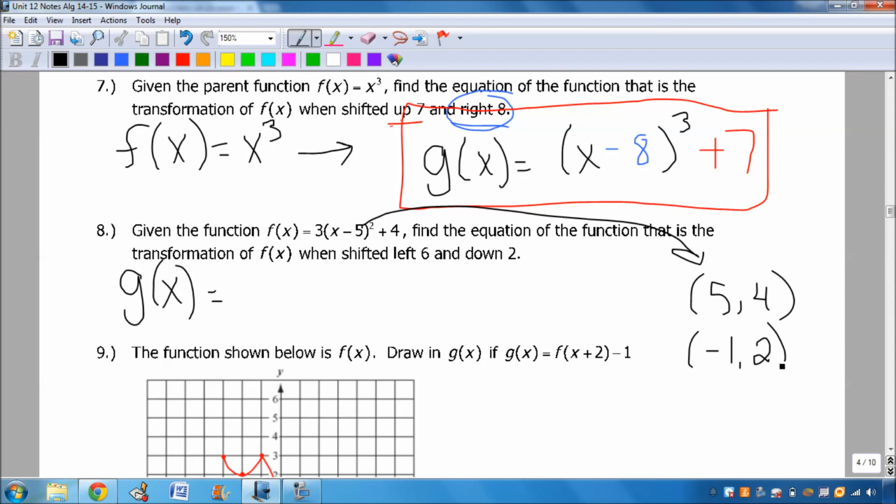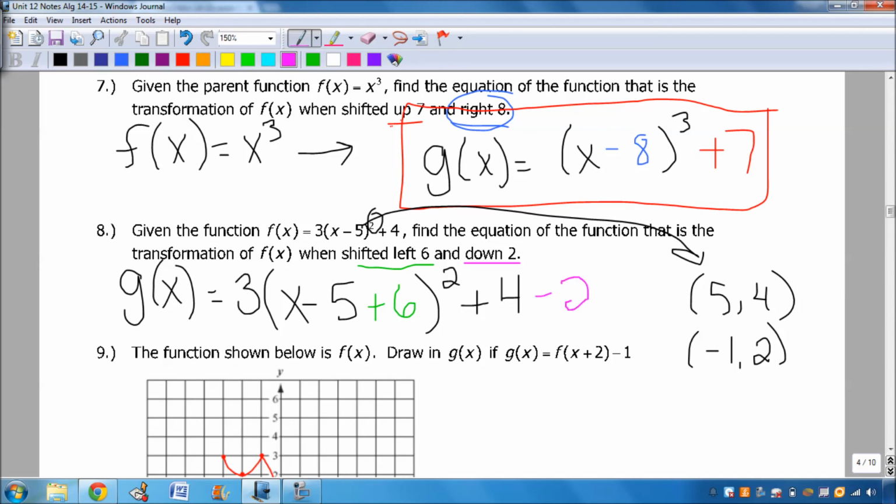equation. The 3 has no effect at all on whether it's shifted left or right or up or down. So the 3 stays the same. Then I'm going to copy down the x minus 5, and if it says that it's shifted left 6, that means that I need to add 6 to my x values. And then I'm going to square that because that's what the original function says. Then I'm going to copy the plus 4 down, and if it's shifted down 2, that means that I'm going to subtract 2 on the outside.